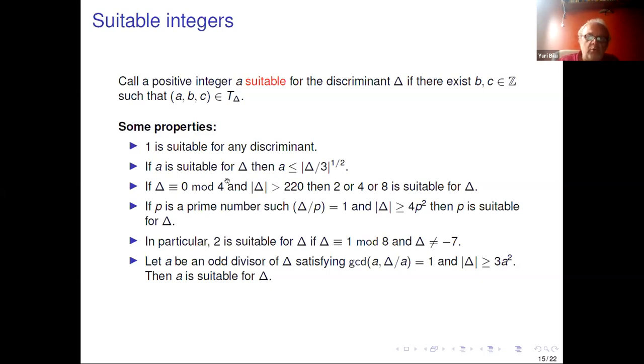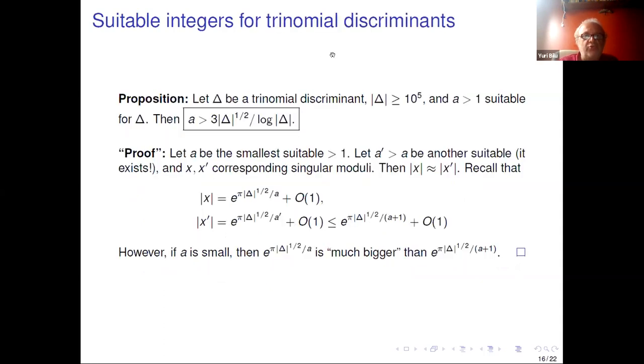Now, this was about suitable integers for arbitrary discriminants. What happens for trinomial discriminants? For trinomial discriminants, the crucial property is that if we have a trinomial discriminant, then it may admit either one or very, very big suitable integers. So if we have a suitable integer for a trinomial discriminant, then it is almost as big as it can be: square root of delta divided by some constant. We see that it must be bigger than square root of delta divided by logarithm.